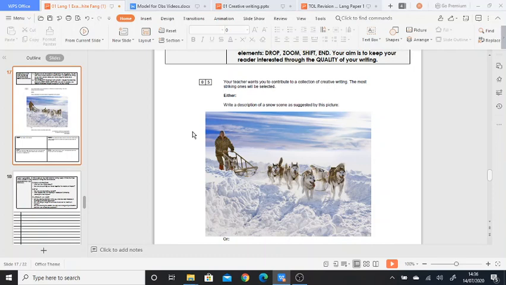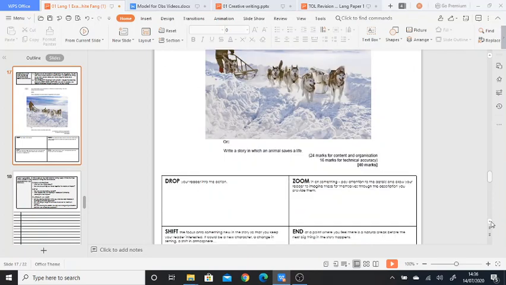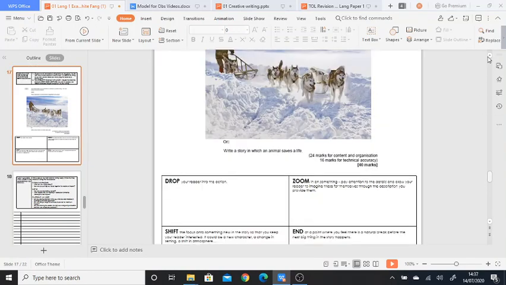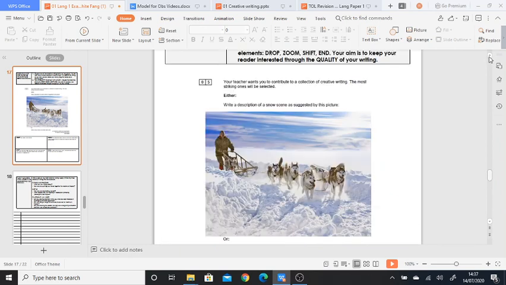Write a description. So either you could write a description of a snow scene as suggested by this picture. You can describe this image, which is quite colorful and interesting, or you can write a story in which an animal saves a life. So you've got those two options.